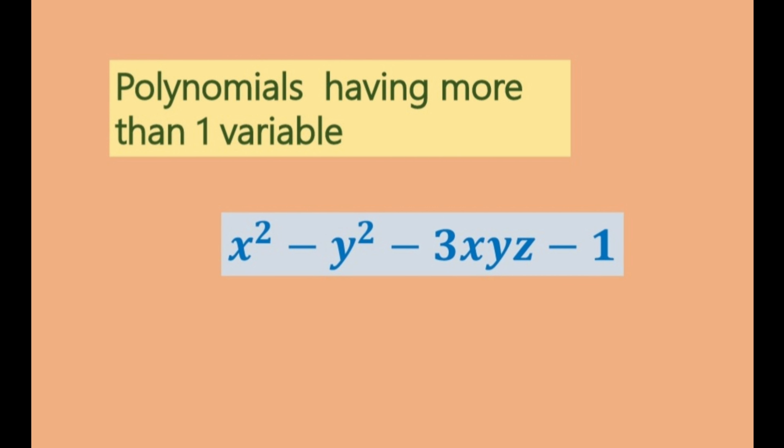We have seen the different polynomials on the basis of degree. But all those polynomials were of the same variable, or in the sense one variable. But we also have polynomials having more than one variable. Like example, x square minus y square minus 3xyz minus 1. In this polynomial, we have three variables used, x, y and z.